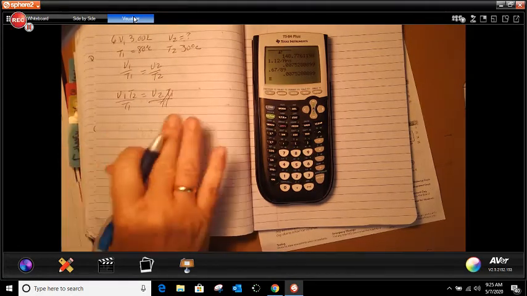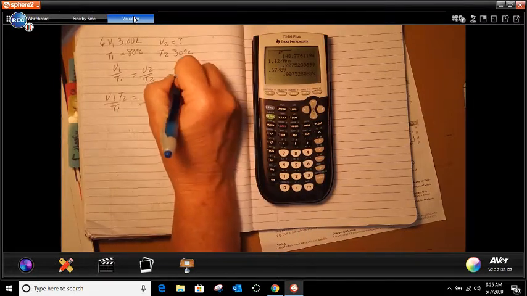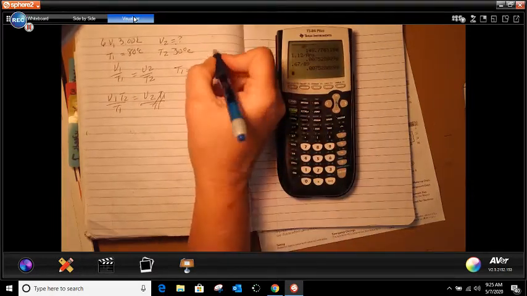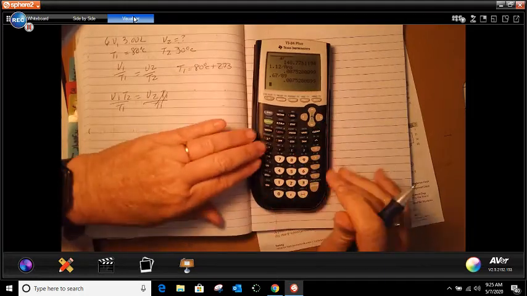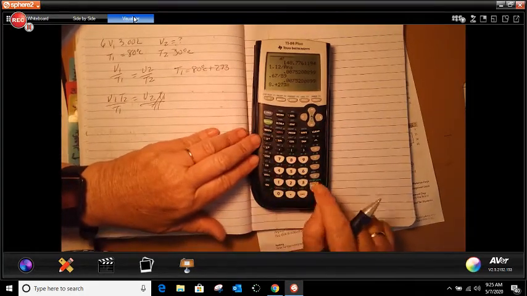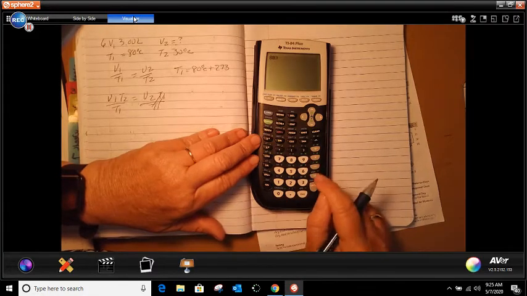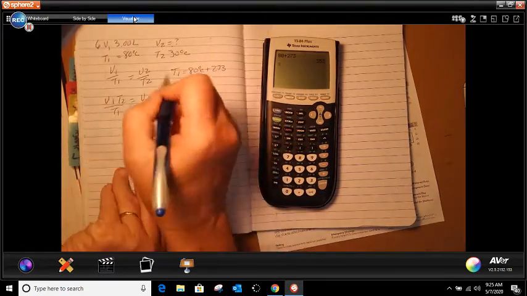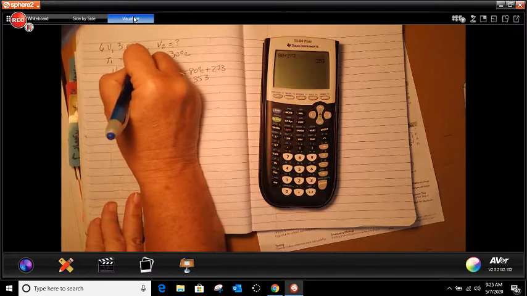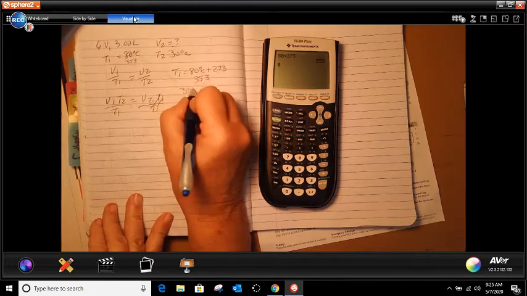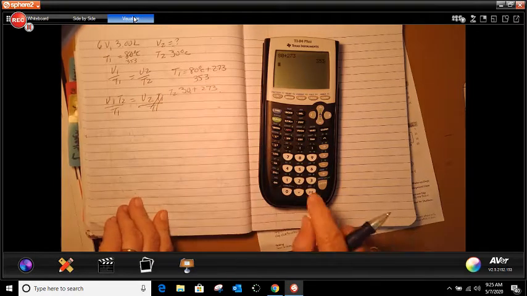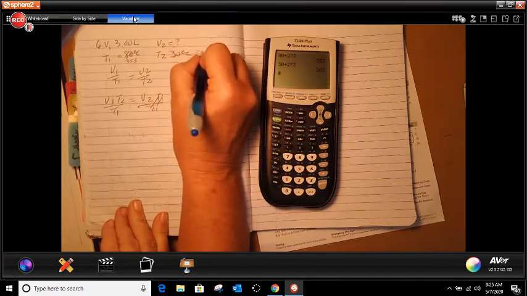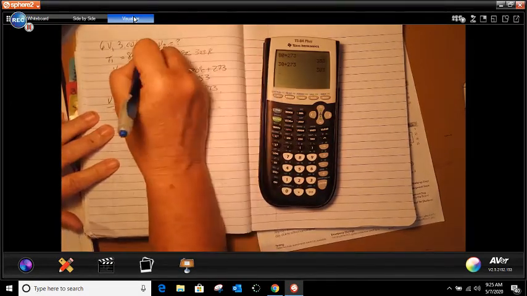But before I plug in my numbers, I'm going to change my temperature. My temperature 1 was 80 degrees Celsius, and I'm going to add 273 to that. So 80 plus 273 is 353. That's my first temperature, so I'm going to mark that out and put 353. The next one is 30 plus 273, and that's my temperature 2. 303. Okay, that's my Kelvins. Done that.